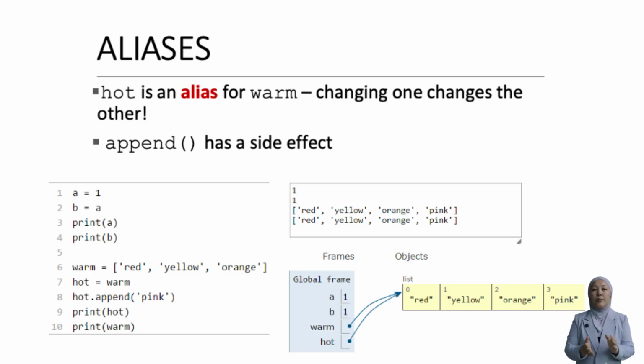This is different from immutable types. If A equals 1 and B equals A, then changing A to 2 does not change B because integers are immutable. Reassignment makes A point to a new object. With mutable lists, the modification happens to the object, affecting all references.